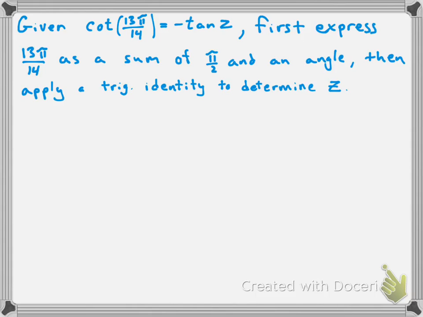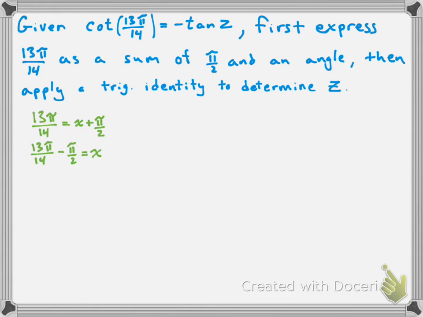It says first express 13 pi over 14 as a sum of pi over 2 and an angle. Okay, well, if we're expressing it as the sum of pi over 2 and an angle, that means that 13 pi over 14 should be equal to some angle x plus pi over 2. Well, we don't know what x is, so why don't we find out what x is, right? We can rearrange to solve for x. So that means that 13 pi over 14 minus pi over 2 equals x.